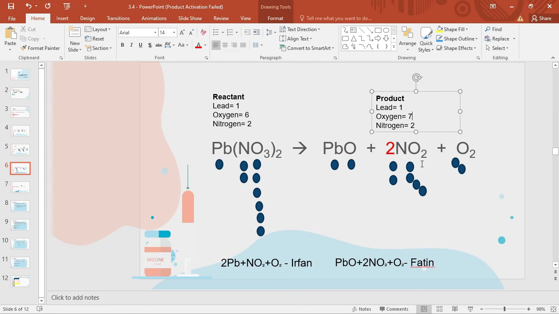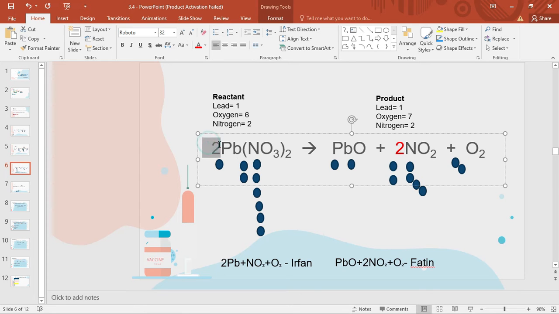Now we check again. Still not balanced, right? Add 2 at the front. Add 2 at the Pb, the Pb(NO3)2, on the left side. Okay.